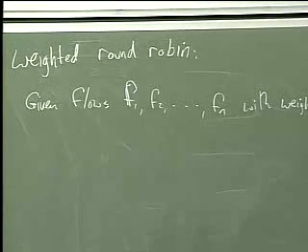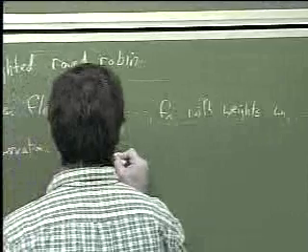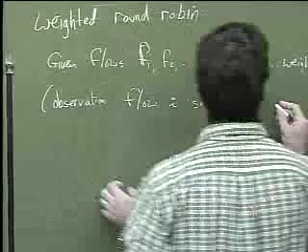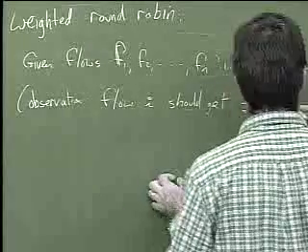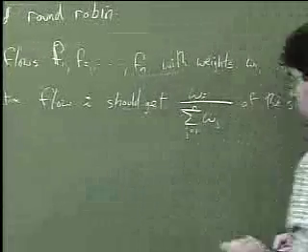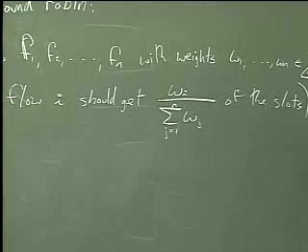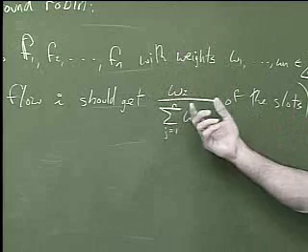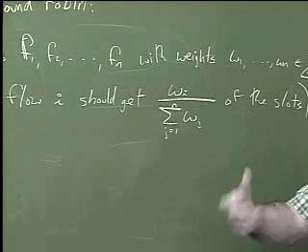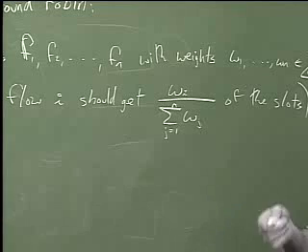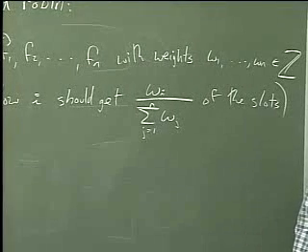Yeah. Okay, so good observation. Flow i should get a fraction Wi over the sum of Wj, j equals 1 to n, of the slots. Okay, that's a very important observation. Right? I mean, if you did this, take the example with 3 and 5. The sum over both weights would be 8. So I'm giving 3/8 of the slots to flow 1 and 5/8 of the slots to flow 2, and then it has the proportion that I wanted, right? That's for every 3 packets processed for flow 1, I process 5 for flow 2.